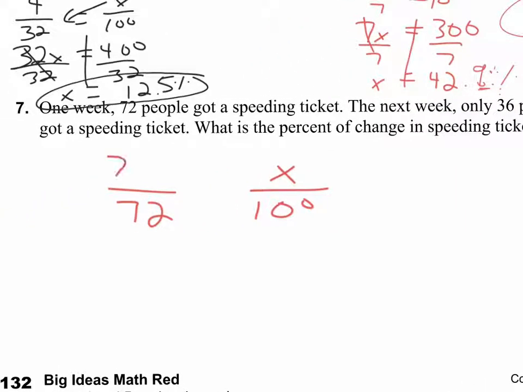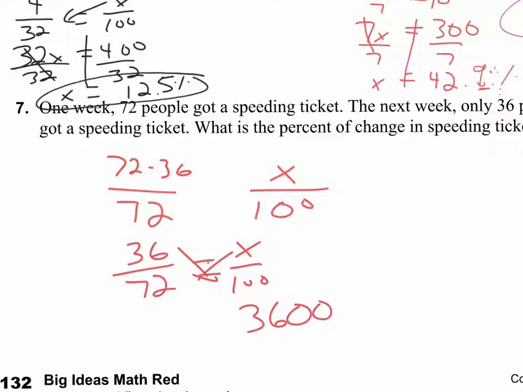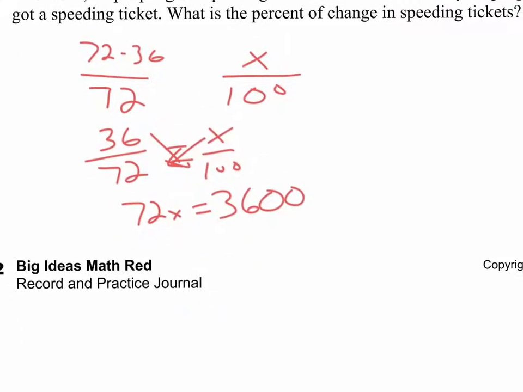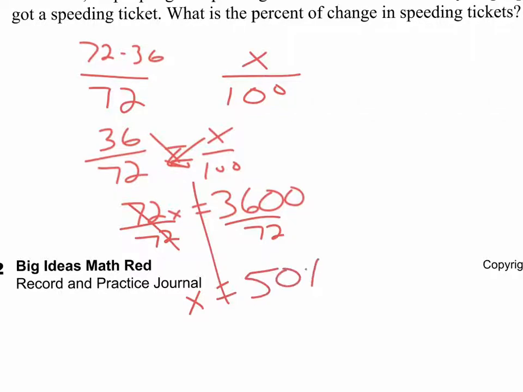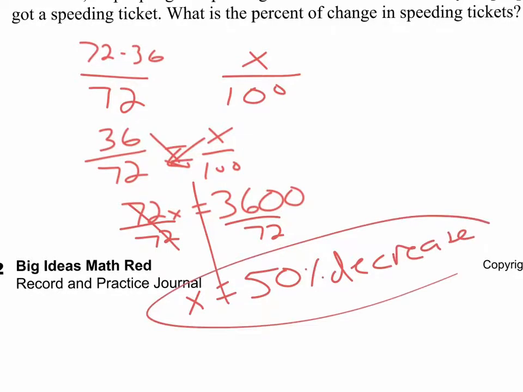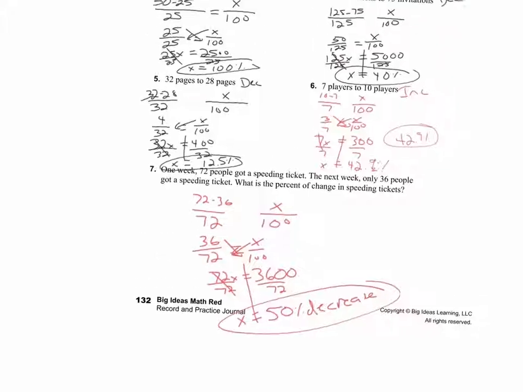So 72 minus 36 is 36. So I have 36 over 72 is equal to x over 100. And we do our cross products. This becomes 3600, and this becomes 72x is equal to that. We go ahead and draw our line. Divide by 72, divide by 72. X is equal to 50, and it would be 50%, and it'd be a decrease because we're going down. Okay, 50% decrease. All right, that is 6.5.